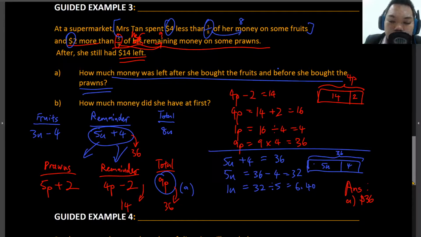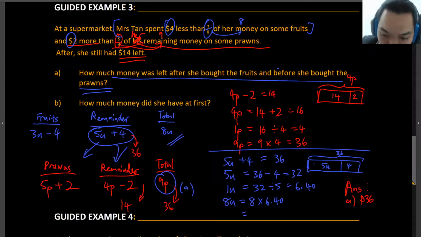Okay, so once you got this ready, we can find out 8 units easily. 8 units will just be 8 times 640 to give you $51.20. Okay.